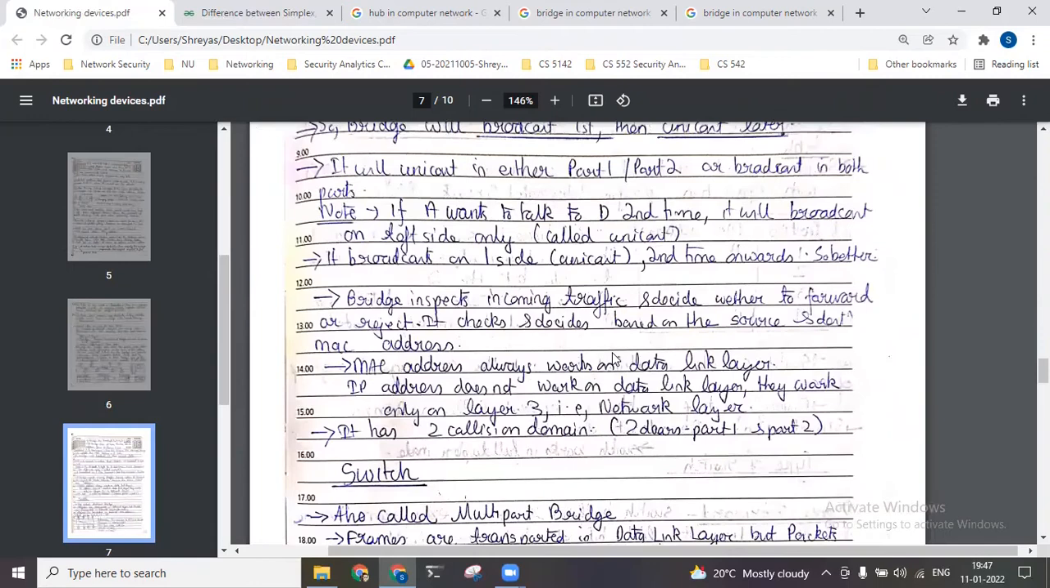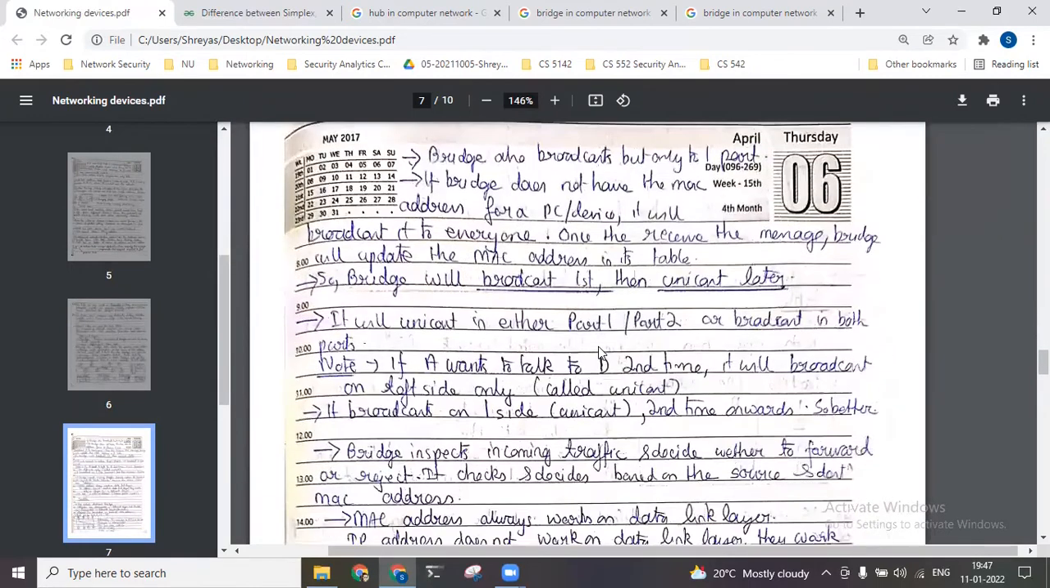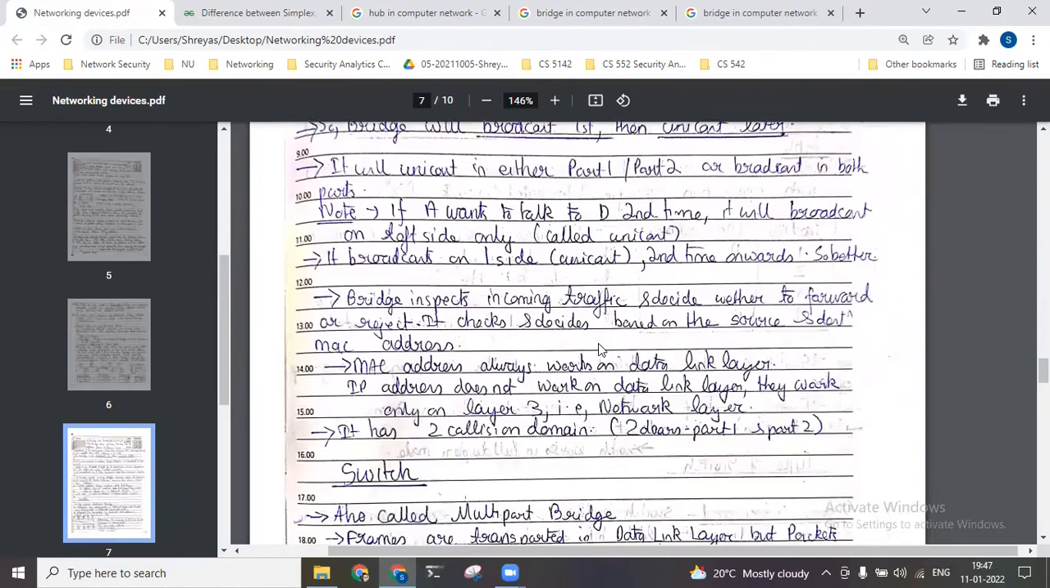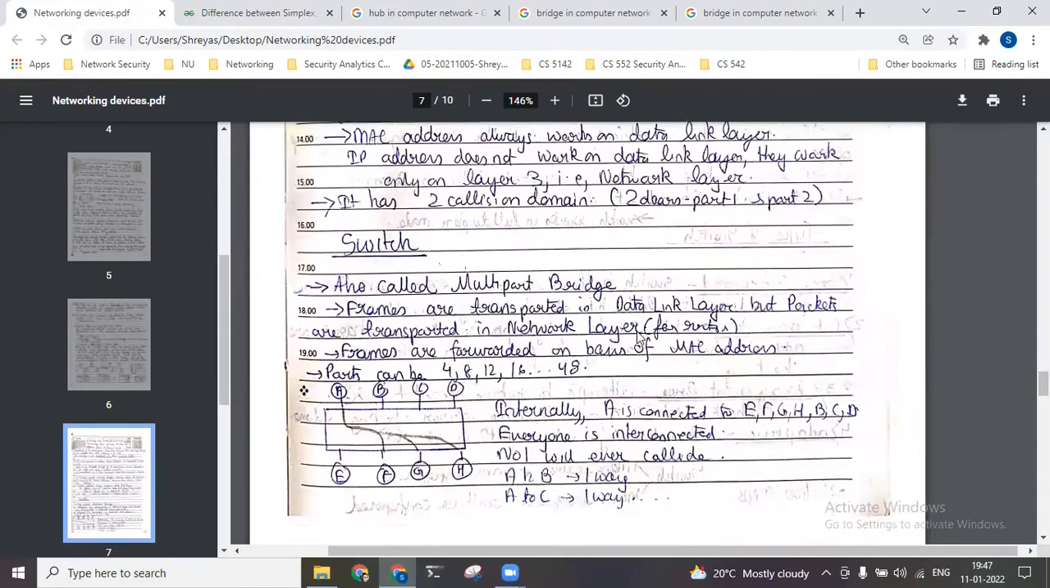Now comes the concept of a switch, because we saw that in this particular bridge we have only two collision domains. We have only two ways. So it is unicasting. At a given point of time, on one particular side, all the PCs are able to get the message, which although is better than the hub, is still not a very ideal situation. Basically, we have a room with, say, 24 people and only two doors. So still there will be confusion, still there will be collision.